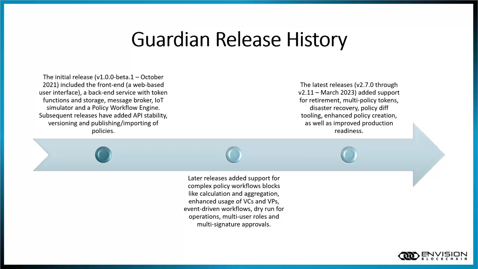Currently, in the past couple of months, we really made a push towards production readiness with the latest release, which will be March 31st: Guardian version 2.11. It adds support for retirement, which actually came out a couple of months ago, multi-policy tokens, disaster recovery, and policy differentiation tooling, which is going to be part of the presentation today, plus enhanced policy creation. You'll see some of that refreshed UI a little bit later, and again, improved production readiness.